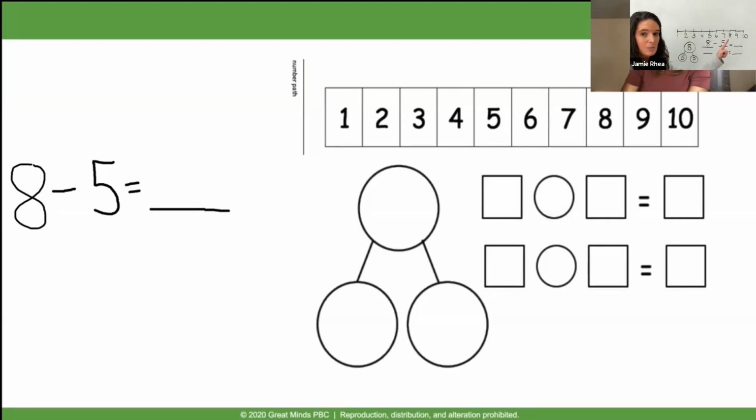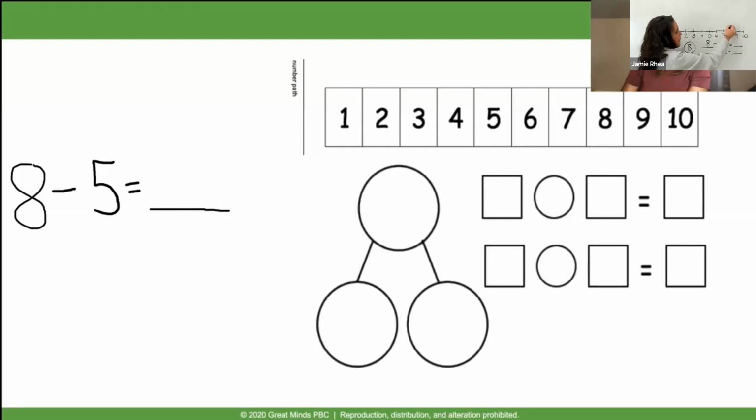But we can use that number path to help us, right? So we're going to start at 8. Find the 8 on the number path. You can either put your finger on it, or like I do, I'm going to put an X. That's where I'm going to start. Now, it's a subtraction sentence. Am I going to count on or am I going to count back? I'm going to count back. How many times am I going to count back? 5 times. So I'm going to draw a jump 5 times.